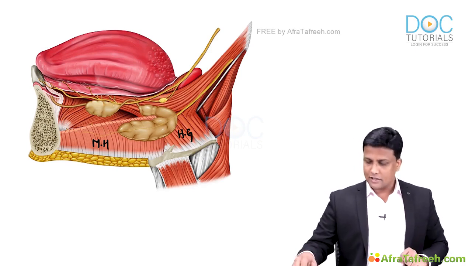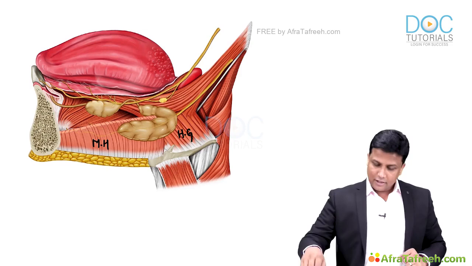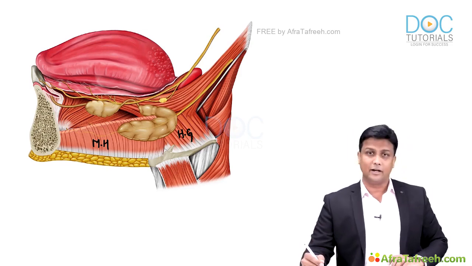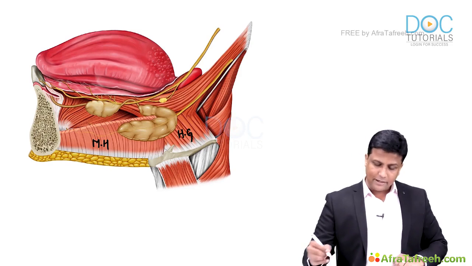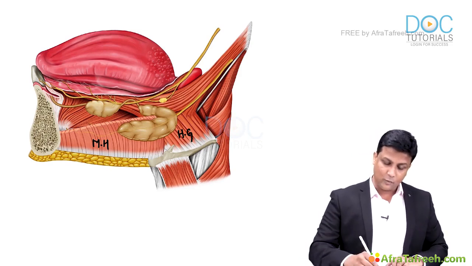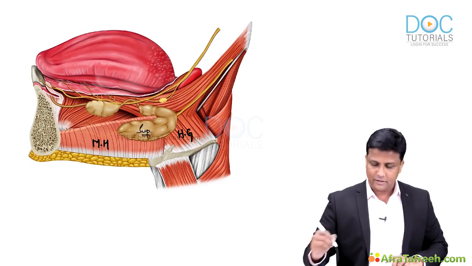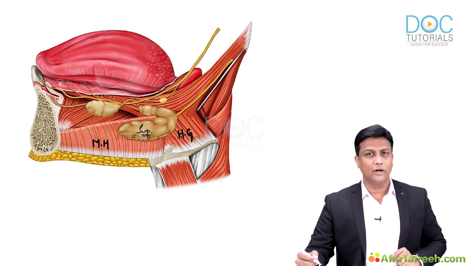Now please observe the diagram on the screen. In this diagram, you are able to appreciate one salivary gland, guys, that is the submandibular gland. And the submandibular gland actually has two parts here. One is the superficial part, which you can clearly see in the diagram. It's superficial to the mylohyoid muscle.